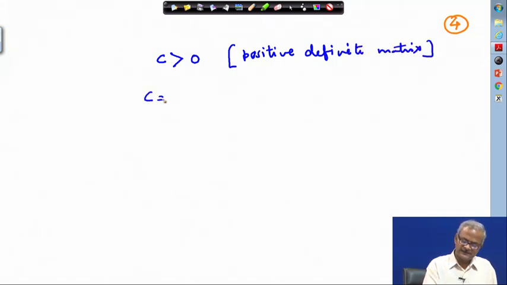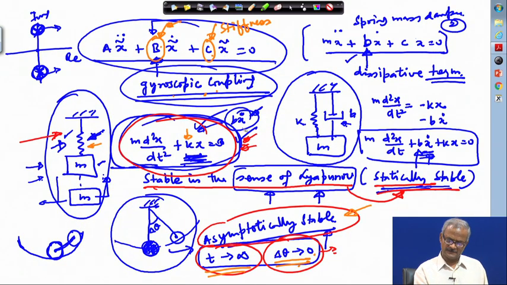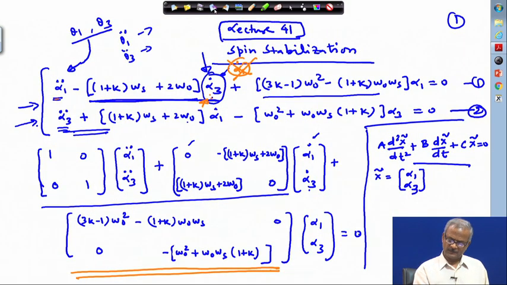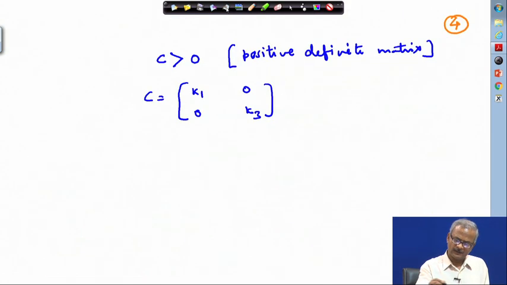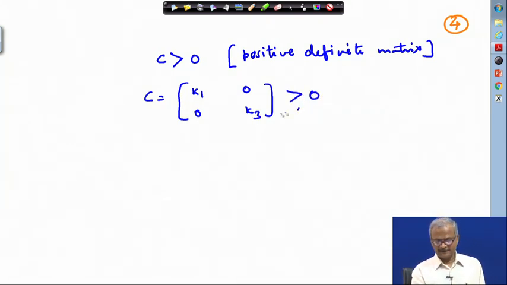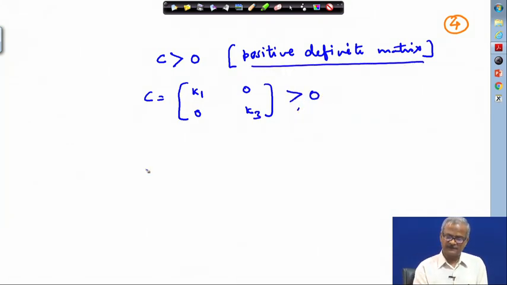So, your C matrix is appearing like this. Let us say we write this as K 1 and K 3. Look here in this place, this term we can write as K 1, and this particular term we can write as K 3. If we write it this way, this must be greater than 0. So this implies that this is a positive definite matrix. This should be a positive definite matrix.